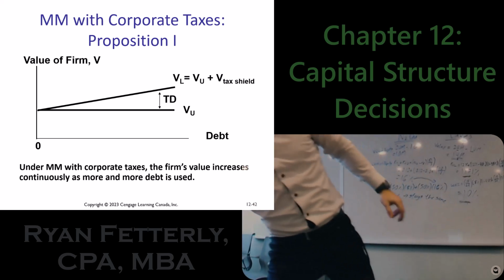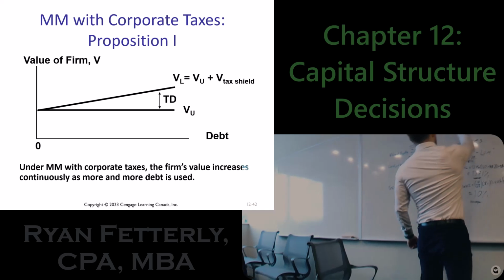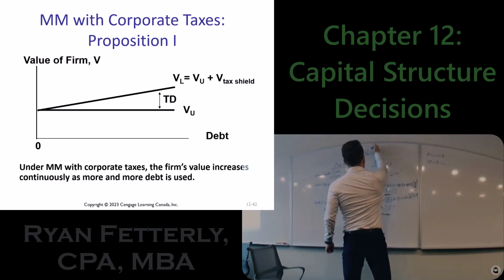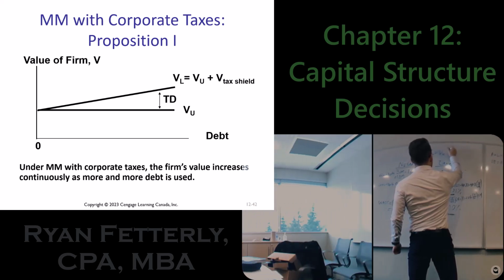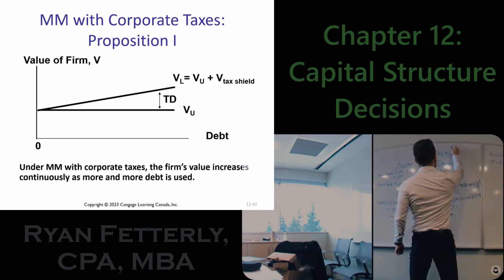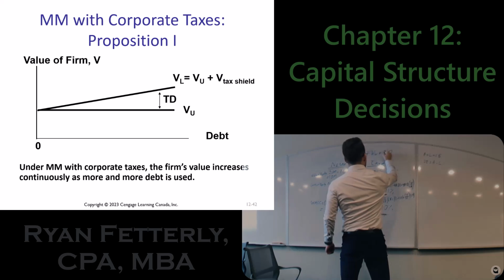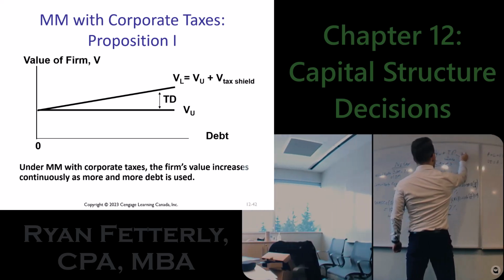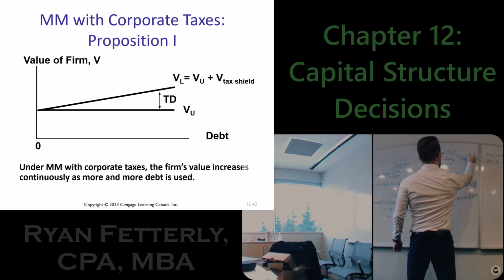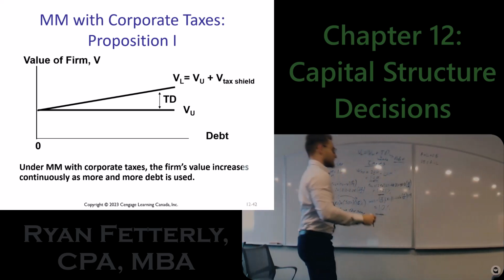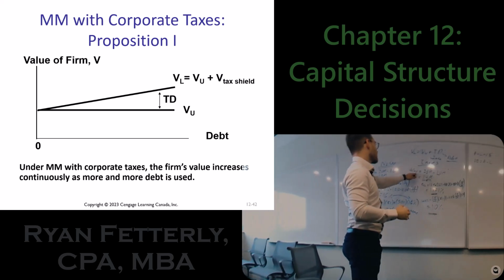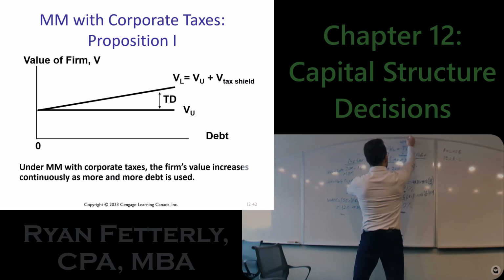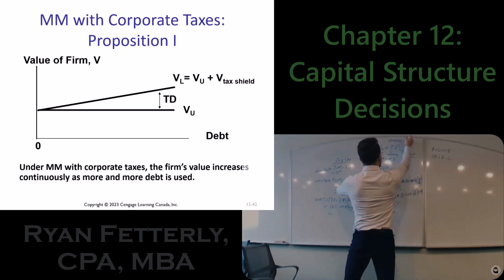It's the argument that the value of a levered firm equals the value of an unlevered firm plus T times D, which is your tax rate multiplied by total debt brought on. So the difference in valuations of the firm, to tie the previous example into this, is that we brought on $10 million in debt, multiplied by 48%.